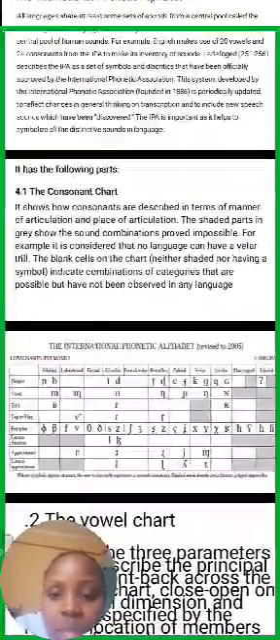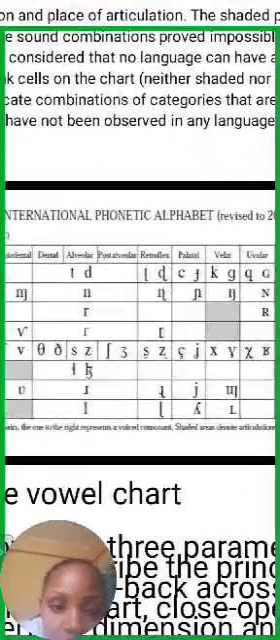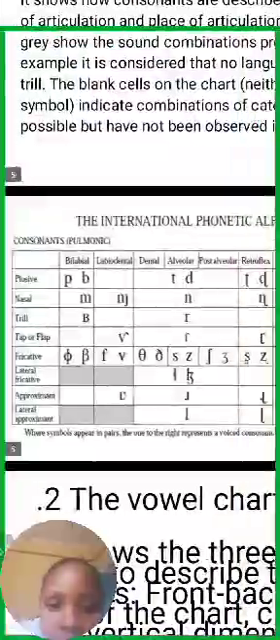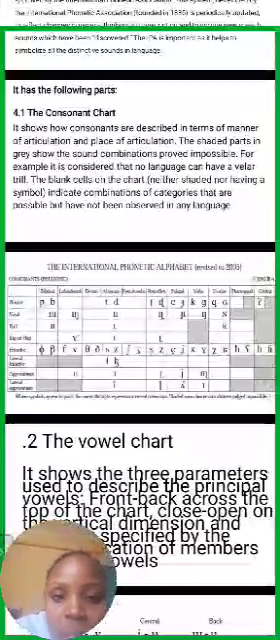For example, it is considered that no language can have a velar trill. So for velar trill, you go where velar is. Here is velar, and then here is trill. So we cannot have a velar trill. That sound is impossible.